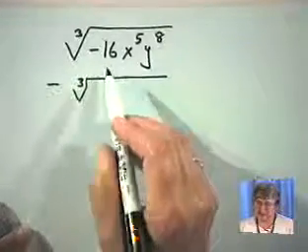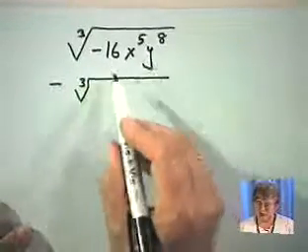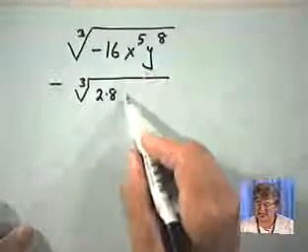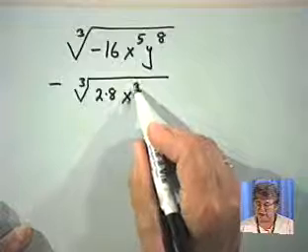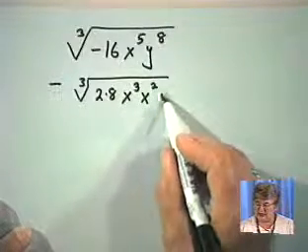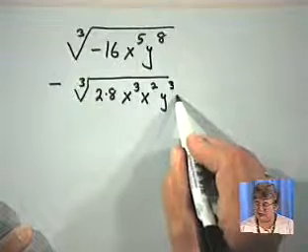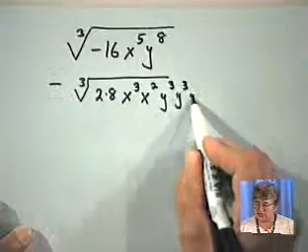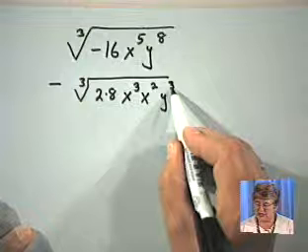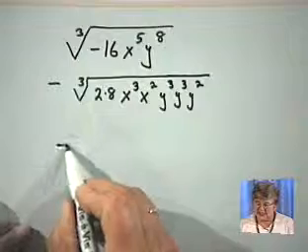We're going to separate the factors inside as perfect cubes. 16 we know is the same thing as 2 times 8. X to the 5th, let's separate into the perfect cube x cubed times x squared. Y to the 8th, let's separate into y cubed times y cubed times y squared. When you do this, be sure to extend. We've got the negative on the outside.